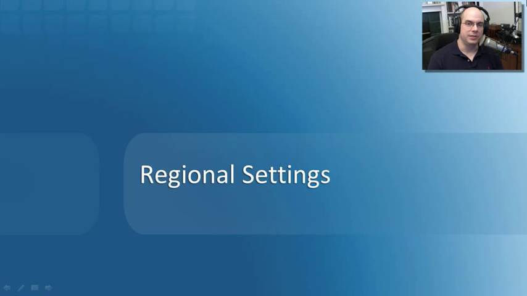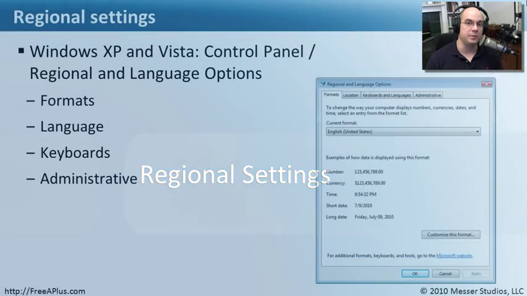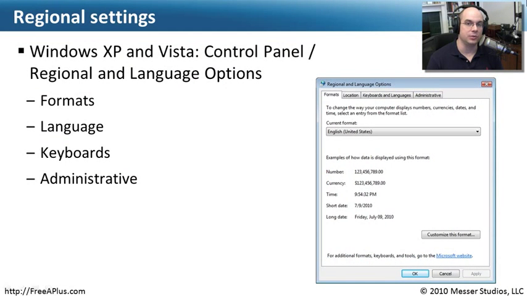Windows is an operating system that is used all over the world. And even if you're in the same country, there can sometimes be differences between dialects or different types of keyboards or even different languages. Well, fortunately, Windows has thought of that, and you can make modifications to the operating system and how it interprets different currencies and different times and different dates through the regional settings options. In Windows XP and Vista, you'll find this in your control panel. There will be an applet there for regional and language options. And from there, you can modify quite a few different options.